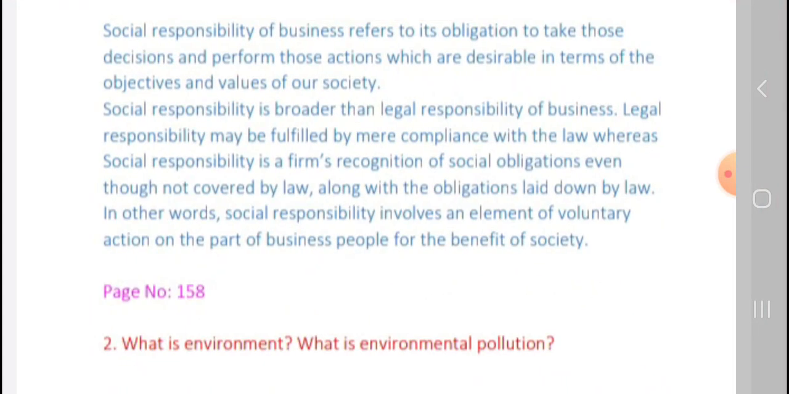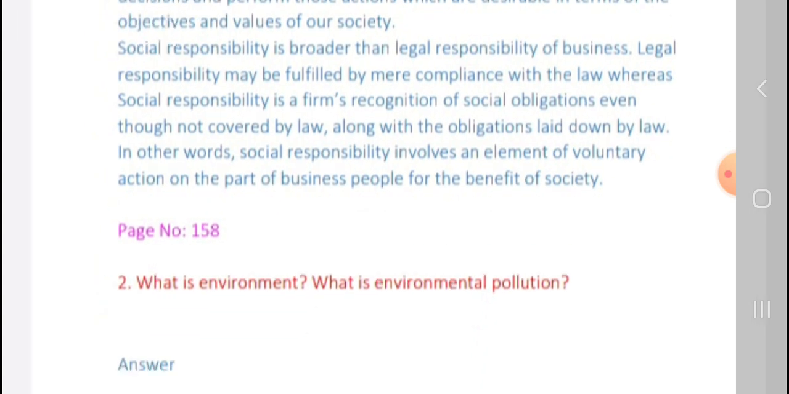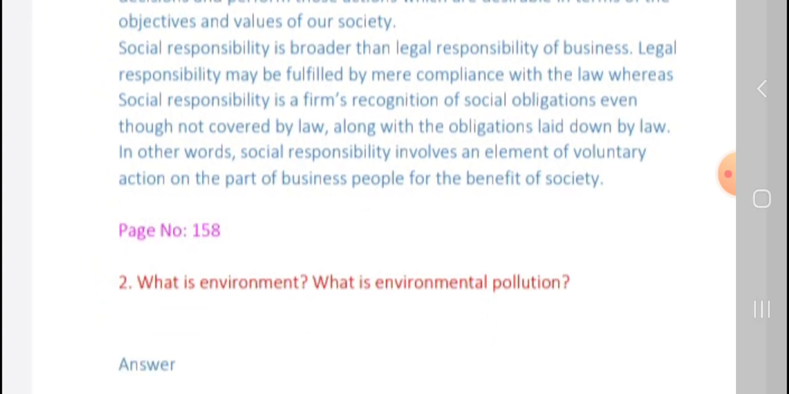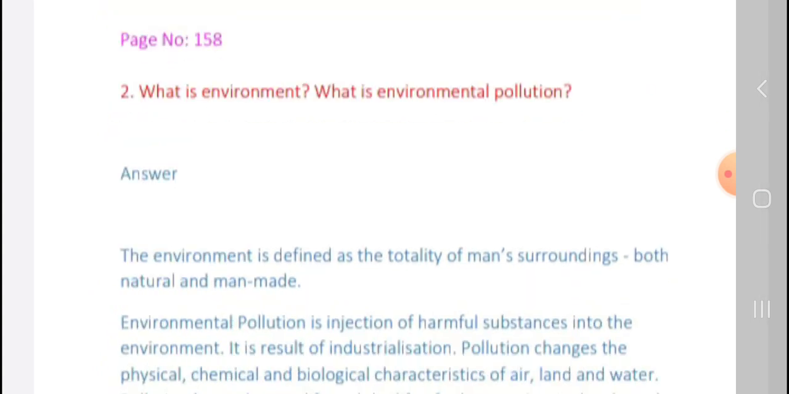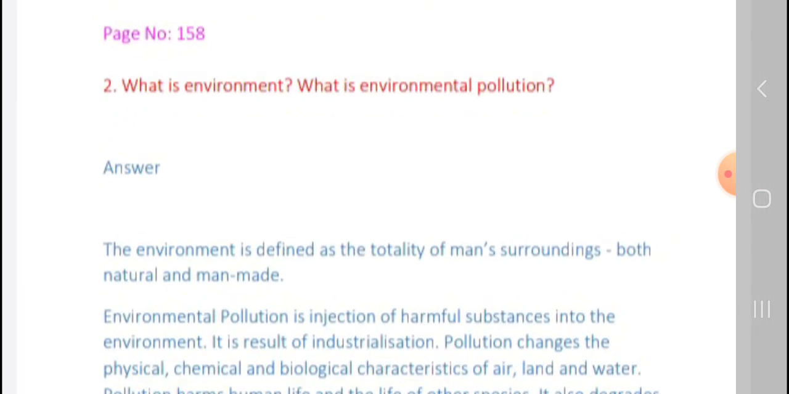Next, let us know about the social responsibility of business and how it is different from legal responsibility. Social responsibility of business refers to its obligation to take those decisions and perform those actions which are desirable in terms of the objectives or the values of our society. Social responsibility is broader than the legal responsibility of business. Legal responsibility may be fulfilled by mere compliance with the law, whereas social responsibility is a firm recognition of social obligation even though not covered by law.